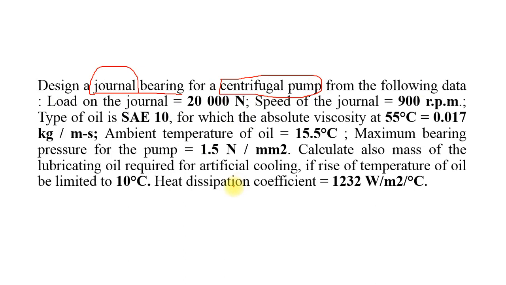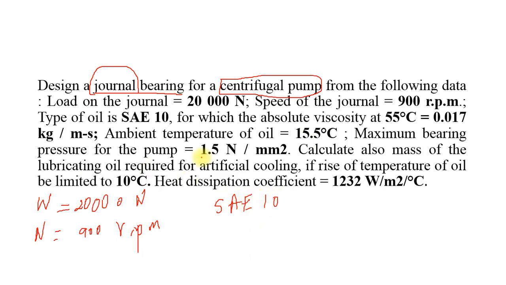Following the data, they have given a load on the journal of 20,000 Newton. So I am going to denote it as W, which is 20,000 Newton, and they have given the speed N equal to 900 RPM. The type of oil they have used is SAE 10.